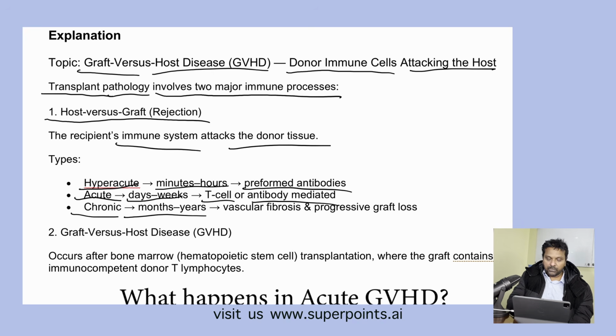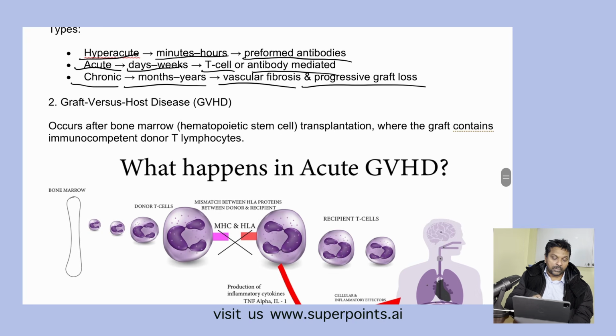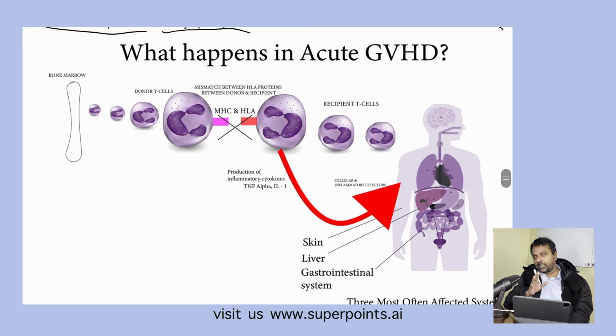Chronic rejection occurs over months to years, with vascular fibrosis and progressive graft loss. Then graft versus host disease occurs after bone marrow transplantation, where the graft contains immunocompetent donor T lymphocytes. So that's very interesting and very important to understand the pathogenesis of acute graft versus host disease. All right, please take time to understand that.